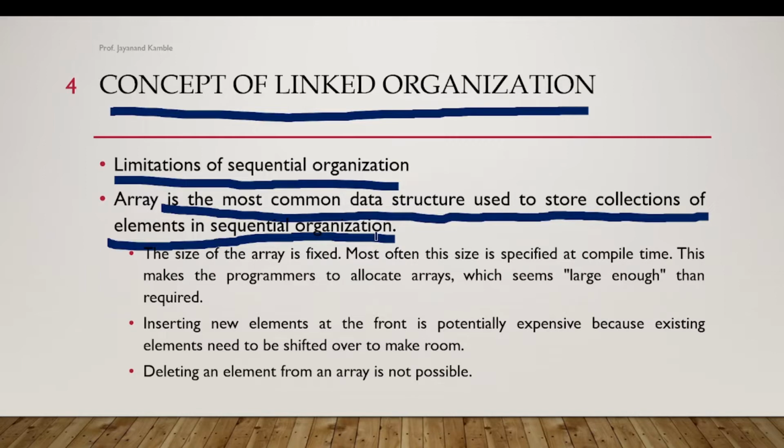Initially we need to declare the size of the array. Assuming int a[5], it means this is an array of size 5, so the number of elements will be 5. So the size of the array is fixed. Most often the size is specified at compile time, which means when we compile the program, at that time the size of the array is declared. This makes the programmer allocate arrays that seem larger than required. Because of this, the programmer has to declare an array size large enough for whatever is required.